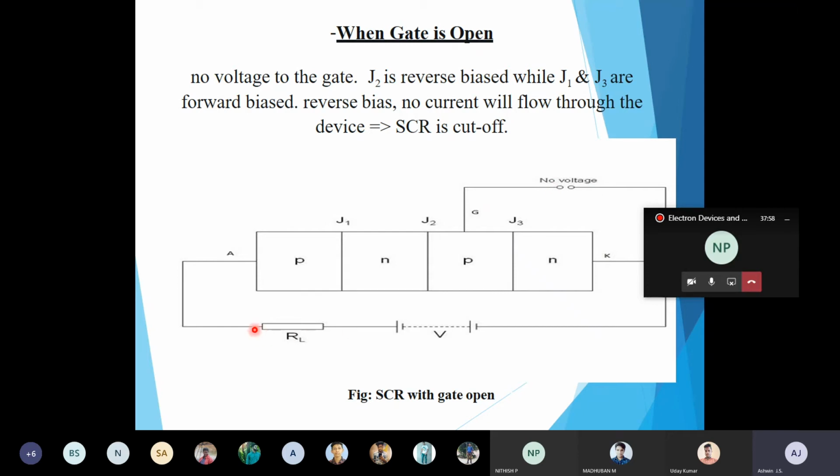After that, I am giving positive to your P and negative to your N, so that junction J1 will be forward biased as well as J3 will be forward biased. So what about here? Here J2 will not conduct. Why? Because it will block the current flow from the J1 junction to your J3 junction. So it will be in a reverse bias condition. Once I give positive voltage to the gate, only then does it start to conduct, so that the conduction will occur from anode to your cathode.